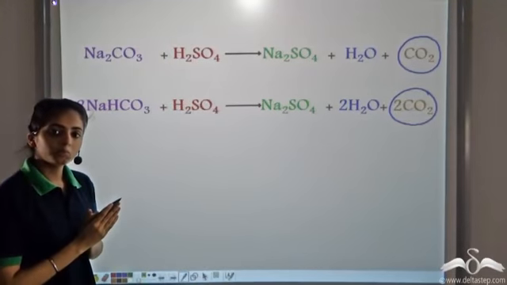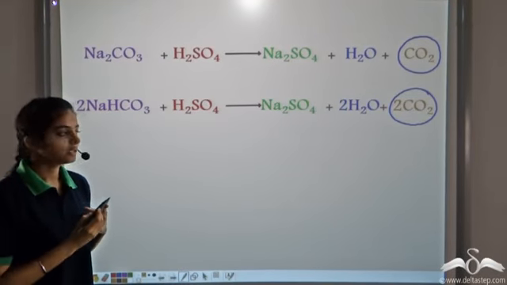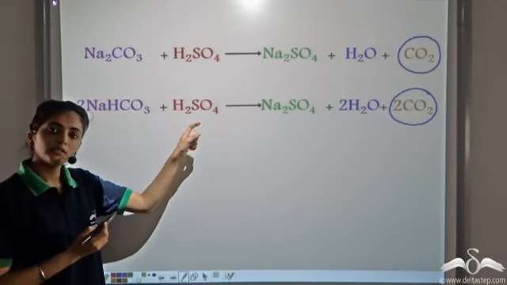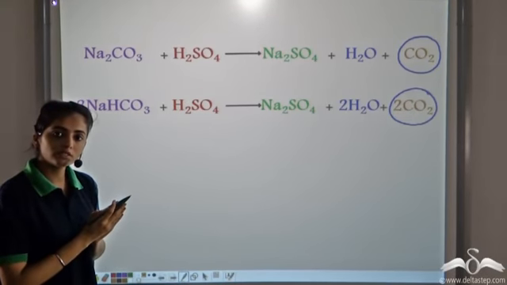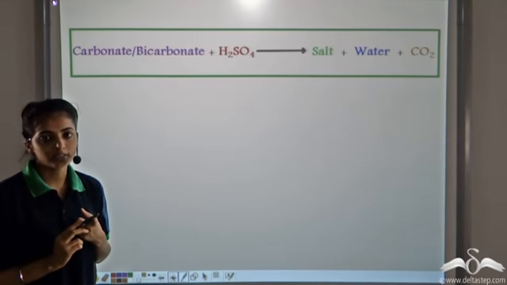So whenever the carbonates and bicarbonates react with an acid, in this case sulfuric acid, they form the corresponding salts, water, and release carbon dioxide gas. So we can generalize this. We have any carbonate or bicarbonate reacting with sulfuric acid to give the corresponding salt, water, and carbon dioxide gas.